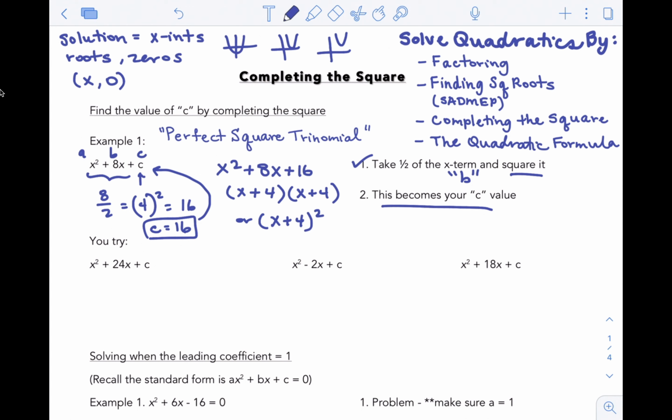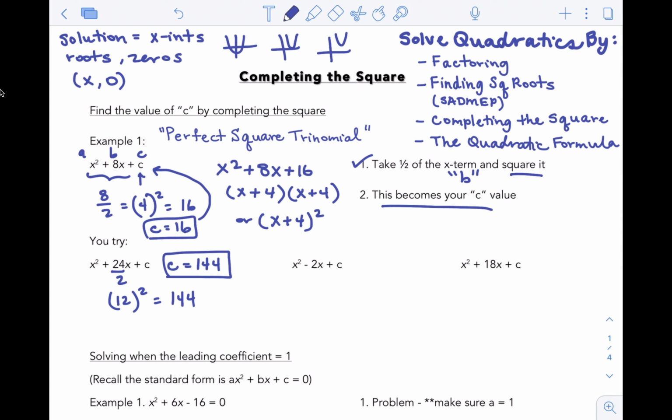Okay, your turn. I'll do a couple more. If you want to, feel free to pause the video and try it yourself and then keep rolling the video. If not, carry on. I'll still explain them. So, the easy part. Take the middle, cut it in half. 24 divided by 2 is 12. And then square it. So the c value for this first try-it example is 144.